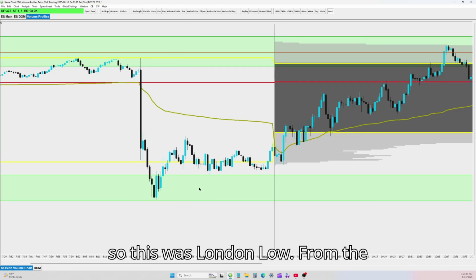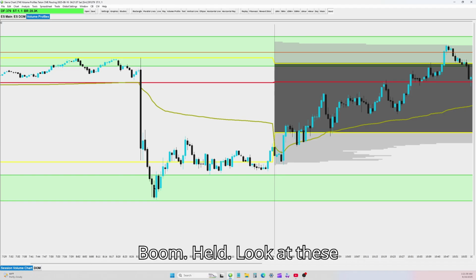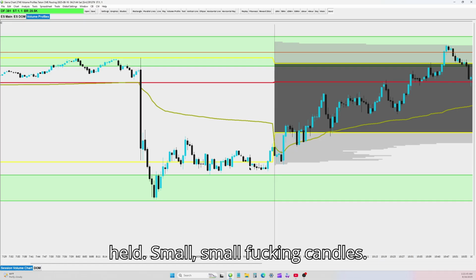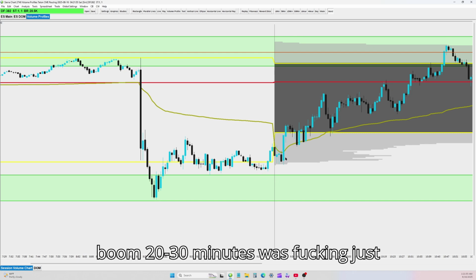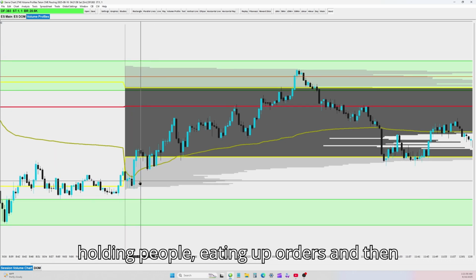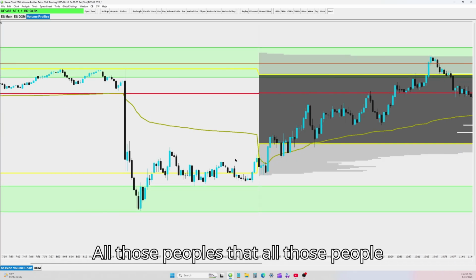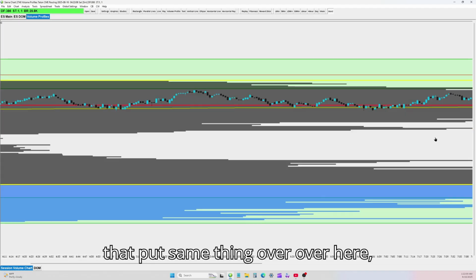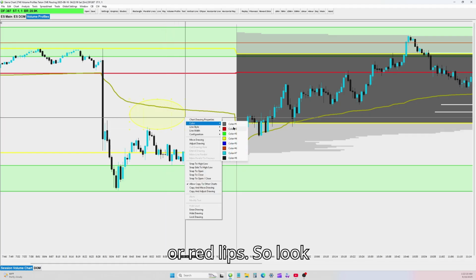So this was London low from the past day, and then look what happened. Boom, held. Look at these candles. Held. Small candles. And then what happened? 5, 10, 15, 20, 30 minutes was just holding people, eating up orders, and then it just shot up. Boom, nice. All those people that put the same thing over here, you know, they're just doing the red ellipse.